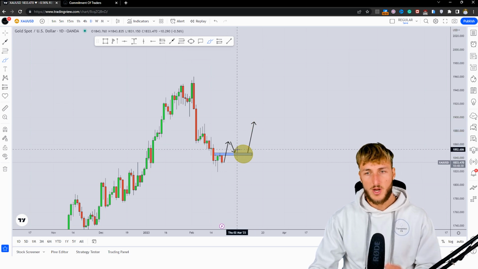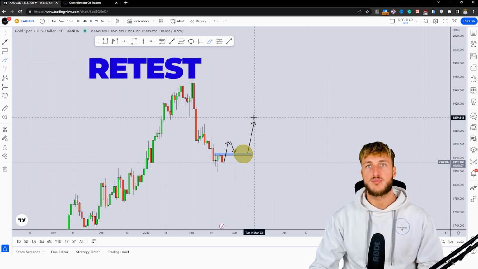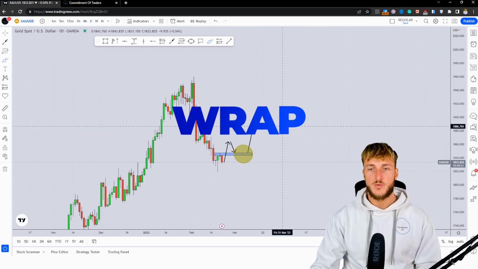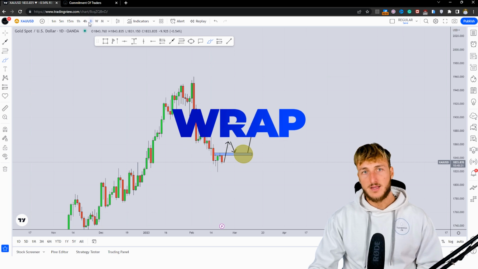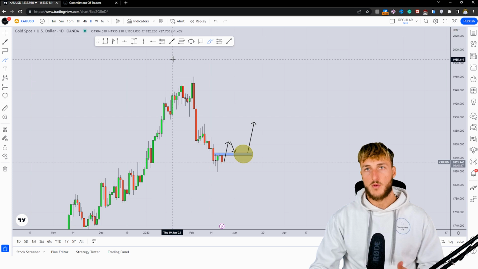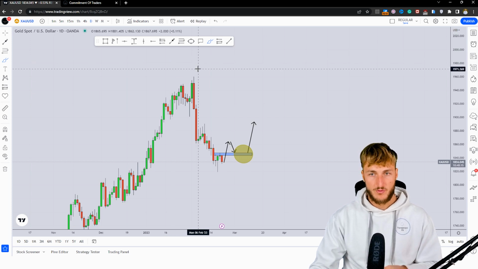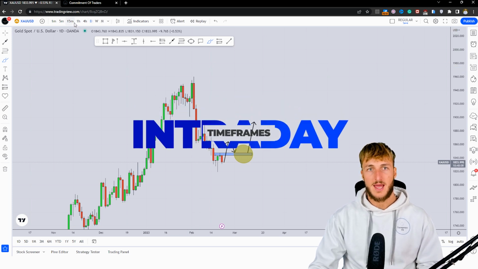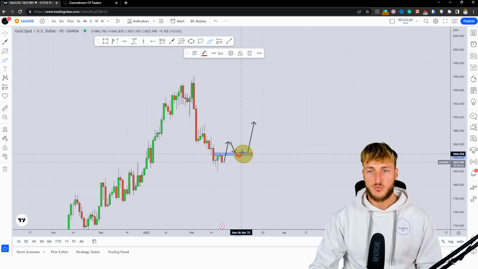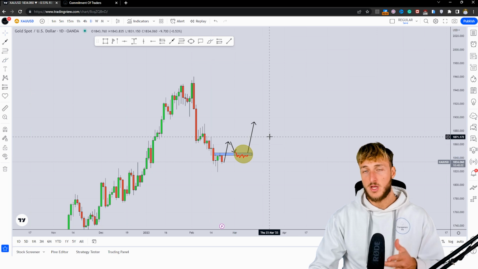So if we do get the break, on the retest we could be approaching this potential rejection higher. Now, as usual, trading is reactive and not predictive. The monthly, weekly, and daily combined with the COT data, those are the best time frames from a directional perspective. However, when it comes to confirmations and entries, the best time frames are the intraday time frames, so 4 hour and lower.